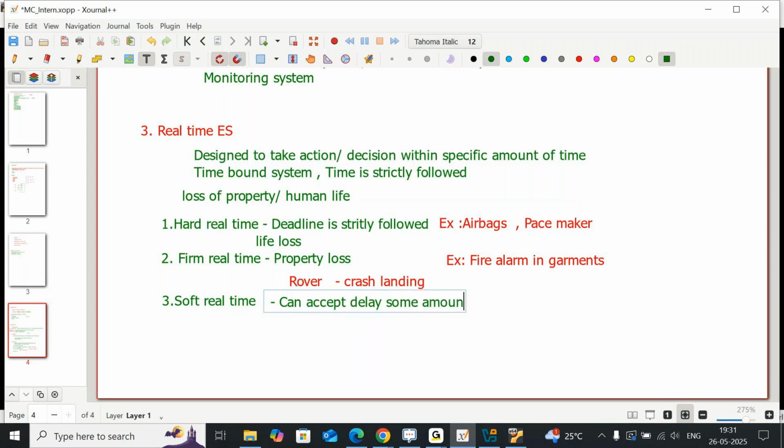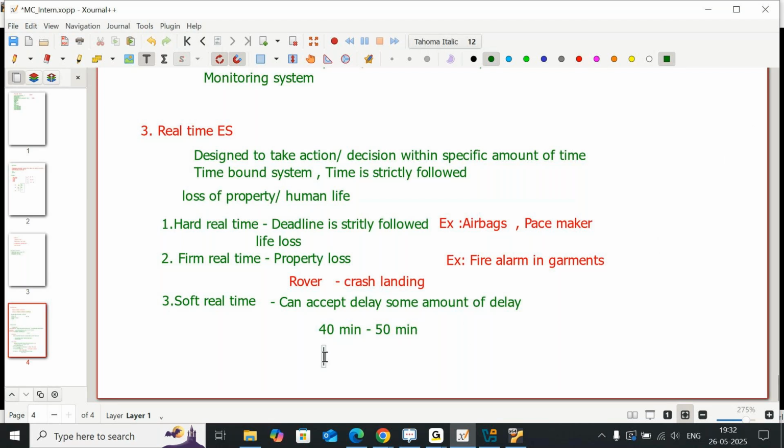Here you can consider a microwave oven or washing machine. Let's say you are using a washing machine, and initially it says 40 minutes to wash the clothes, but it takes some extra time, say 15 minutes more. Will there be any problem? Is there any life loss or property loss in this case?